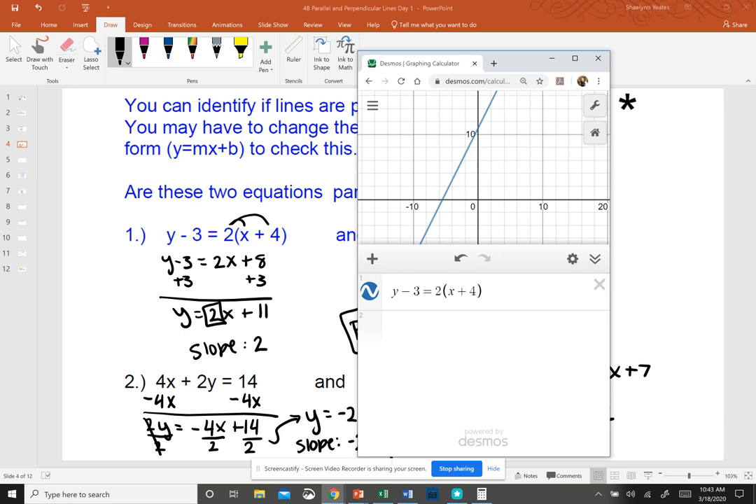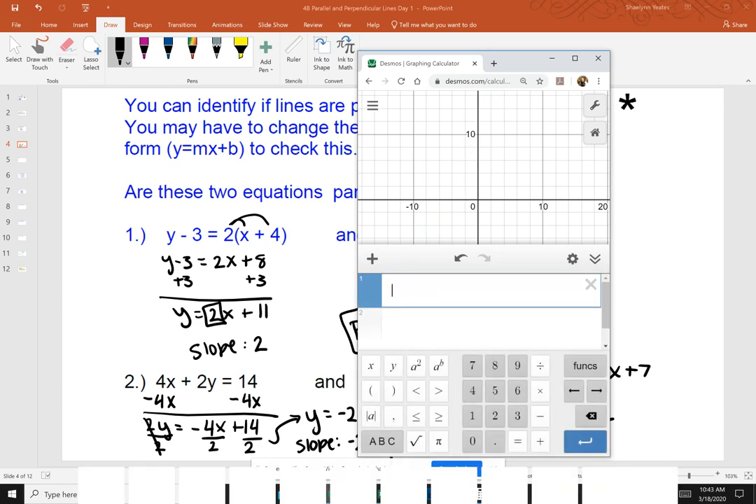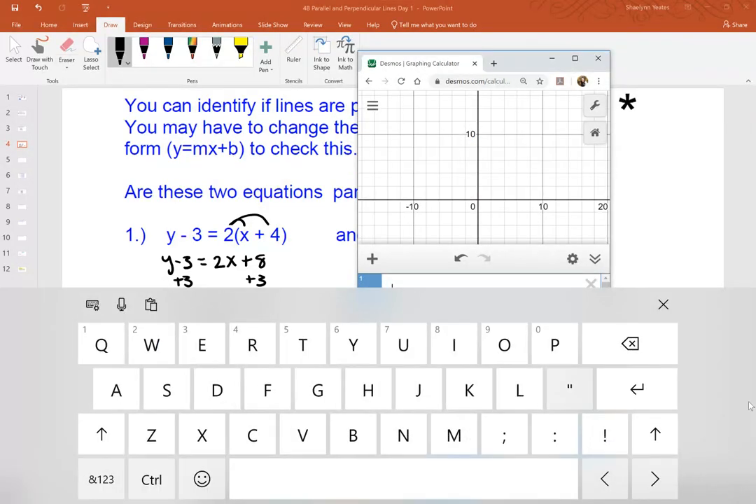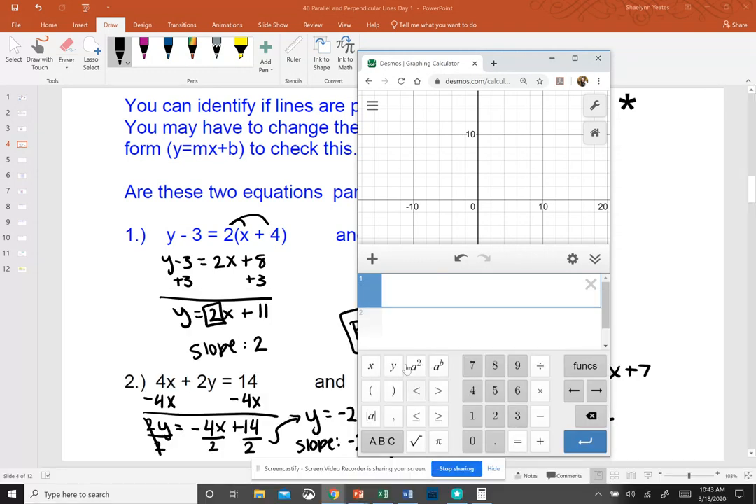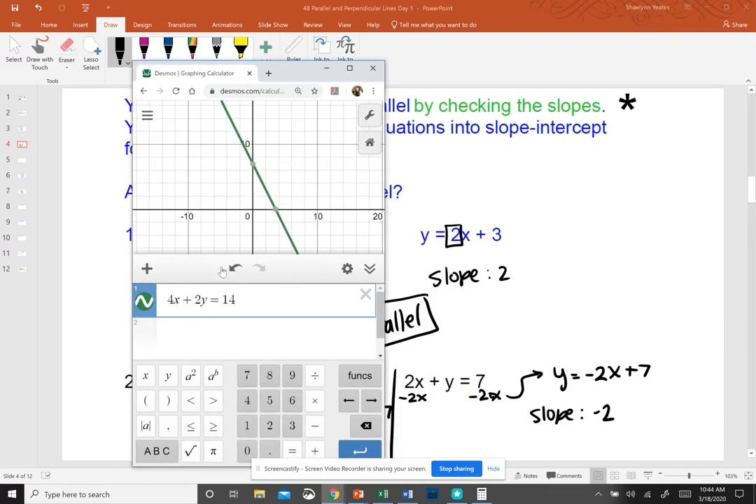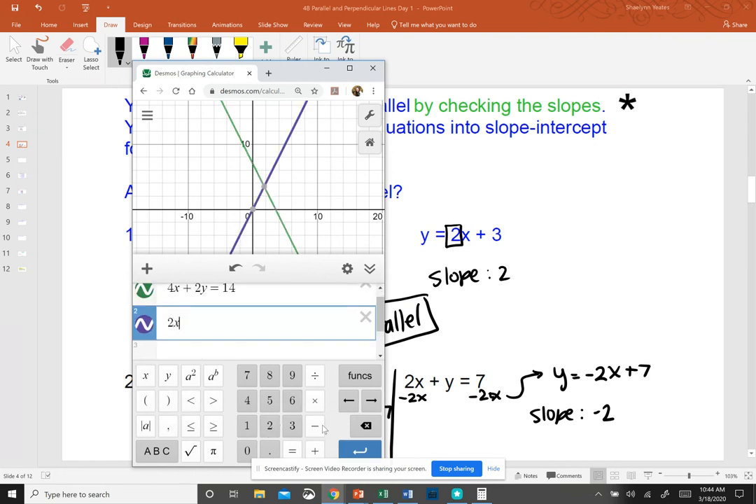Before I even tell you, let's go ahead and look at what it looks like on Desmos. So I'm going to clear my two equations that are in there, and I'm going to type these new ones. Okay, so we've got 4x plus 2y equals 14. So there's our first equation. And then I want my other equation. This one's going to be 2x plus y equals 7.